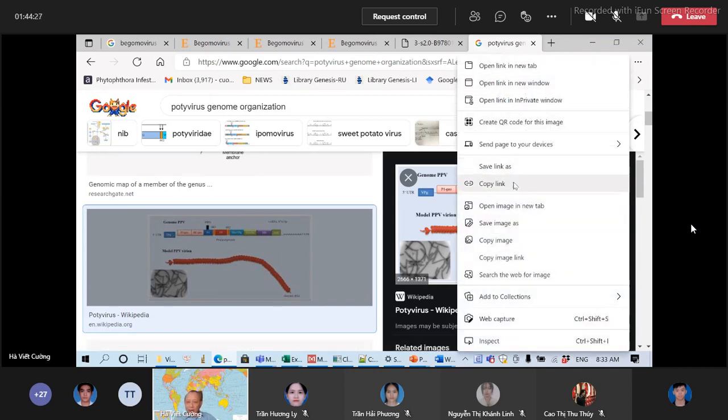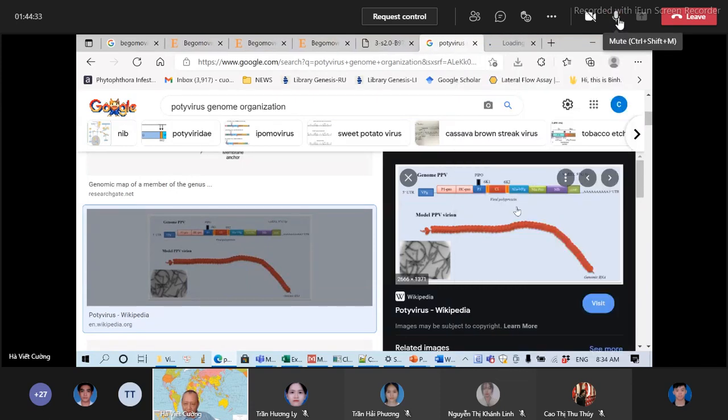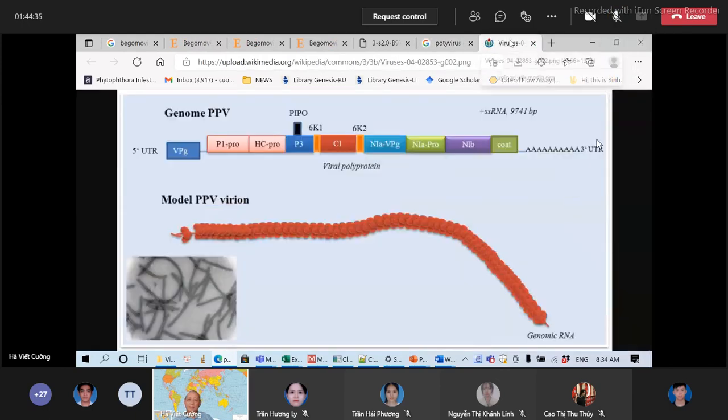Open in what? Mở chương cái gì đấy nhỉ? Các bạn nhắc lại tôi. New tab. Okay, zip one. Okay.